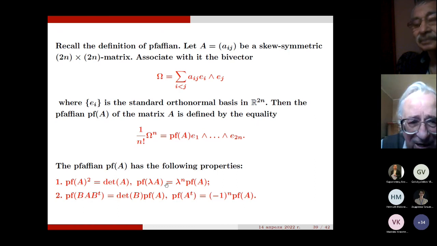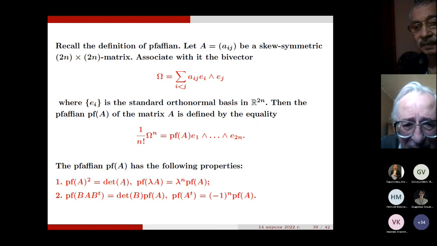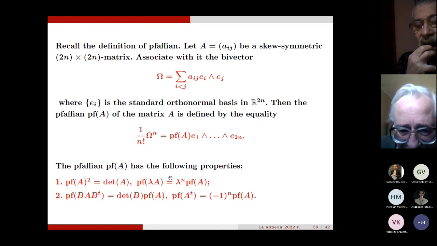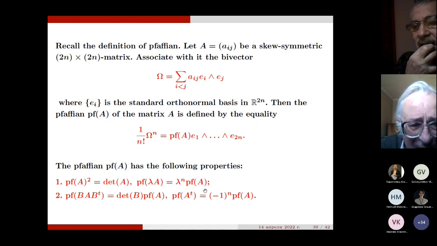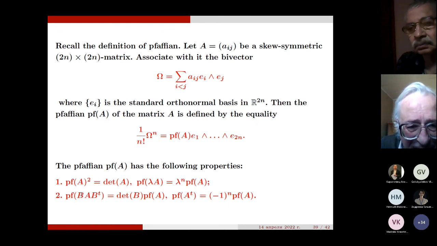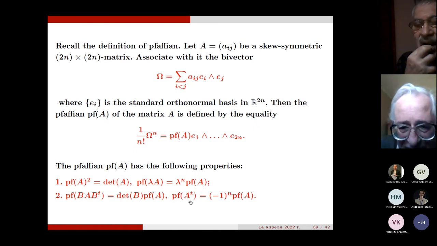This Pfaffian has the following properties. Of course, if we take the square of this Pfaffian, this will be the determinant. If we multiply A by lambda, then this is the same as this relation. If we consider the conjugation of A with some matrix B, this will be the same as like that. And if we take the transpose matrix, this is the same like that.